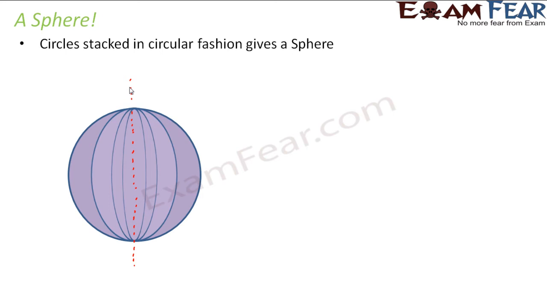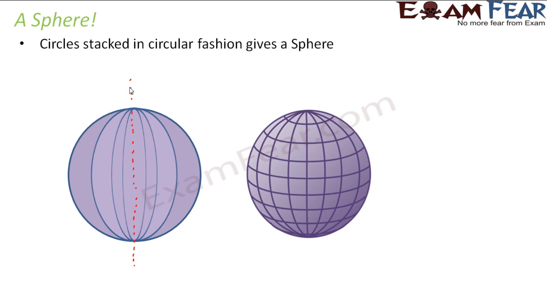Now another way of looking at it is, let's say you have a circle. You take a rod and paste it at the center of the circle and you start rotating the rod. The moment the circle rotates, when you rotate it very fast, you see it as a sphere. So that shows that if you arrange circles in circular fashion, it gives you a sphere.